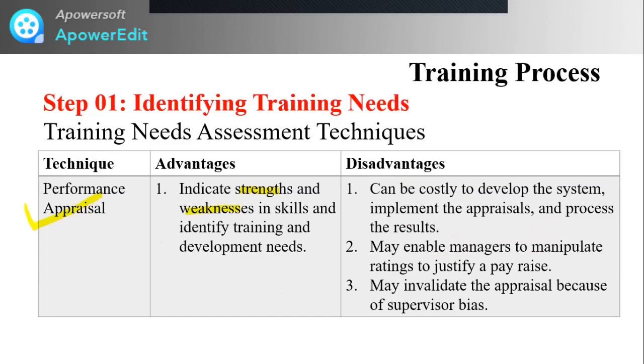However, there are a few disadvantages. It can be costly to develop the system, implement the appraisal, and process the results. When a company maintains a performance appraisal system, it needs more money. Performance appraisal means a big investment. The second one is that it may enable managers to manipulate ratings to justify a fair raise.